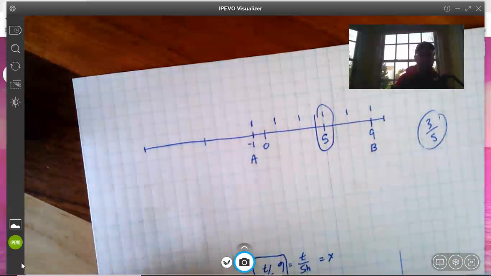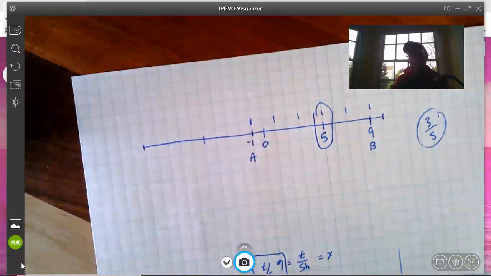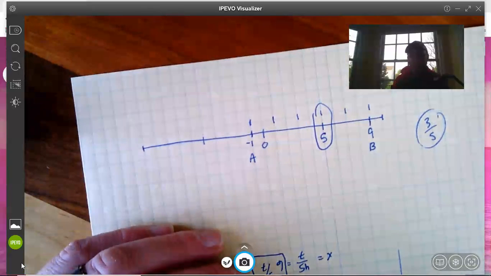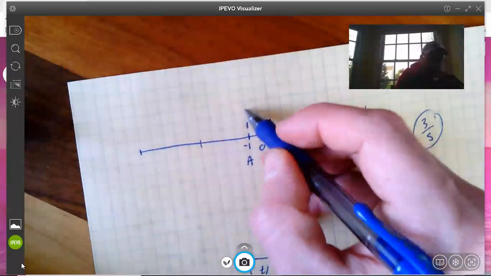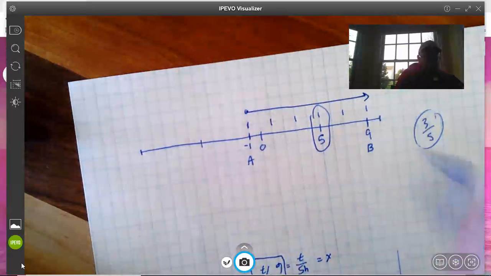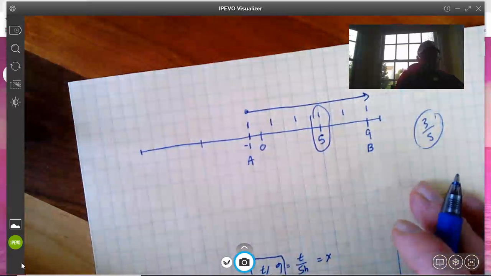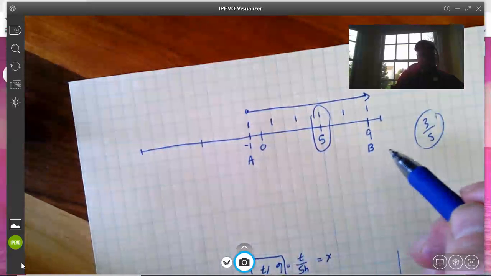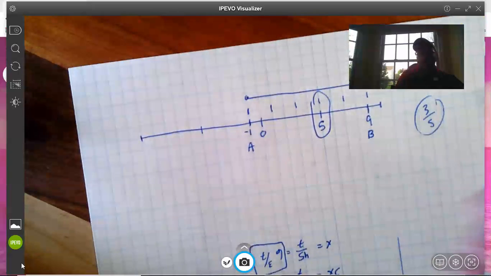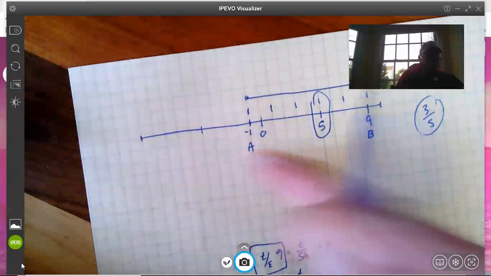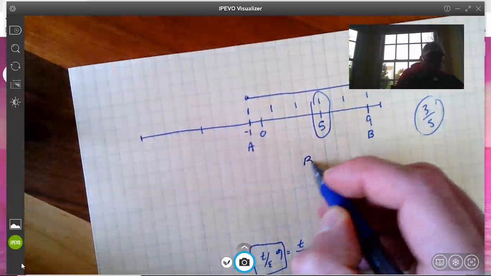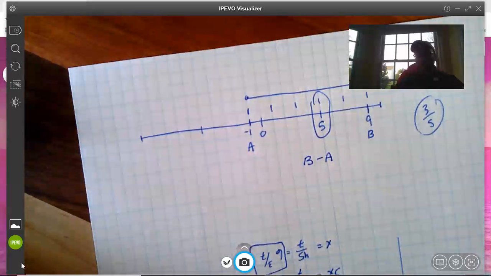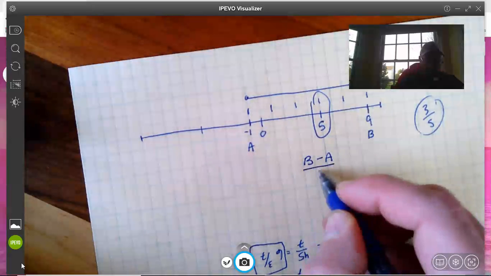But let's think about how we calculated that, so that we could do it if we didn't want to draw the number line, or what if it wasn't a nice whole number? So we're traveling from A to B. If I want to find the distance that I'm going the whole way, it's always end minus start equals change, so B minus A. And then if we want to divide this into 5 pieces, we would divide that by fifths.